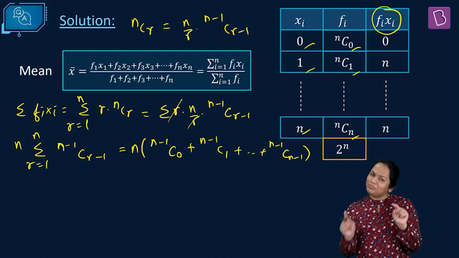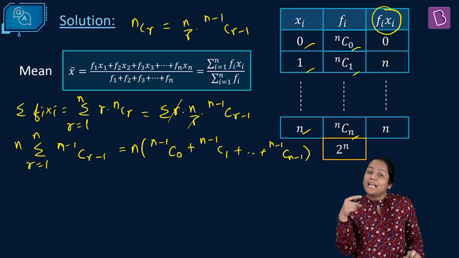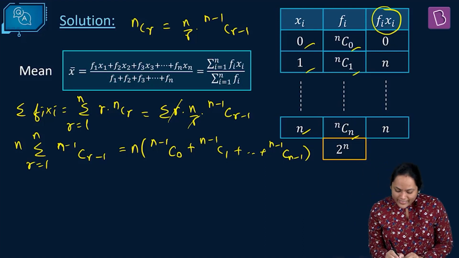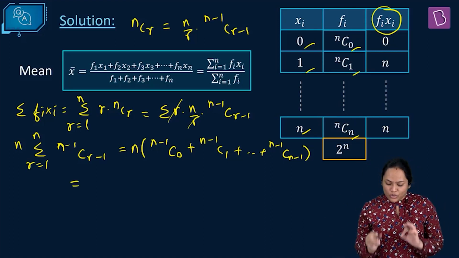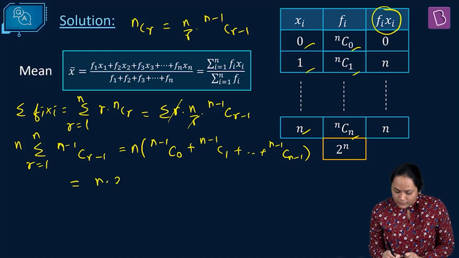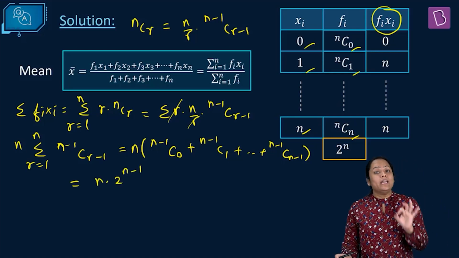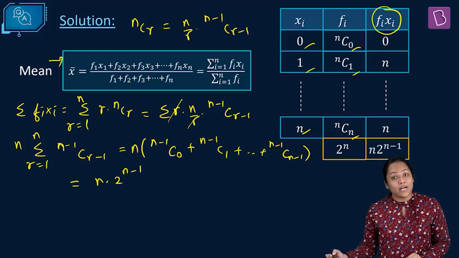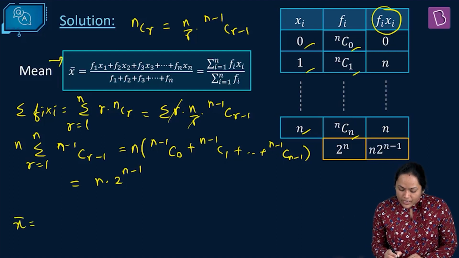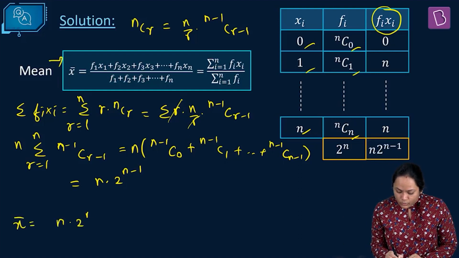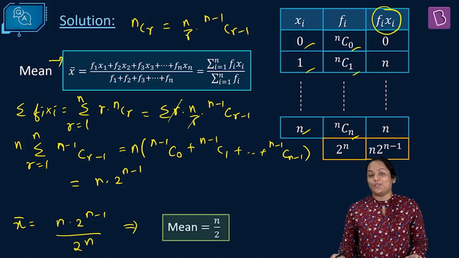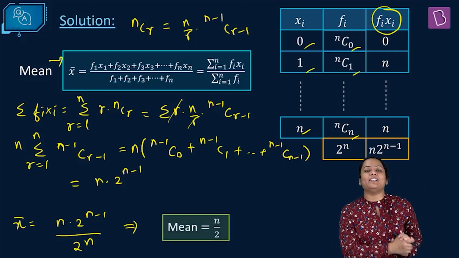And what is this value? I guess now you can recall this. It is actually equal to 2 raised to N minus 1. That's right. So I can say that my numerator part, summation of Fixi, came out as N multiplied by 2 raised to N minus 1. And now we are just going to substitute these two values in my formula for mean. So I can say that my x bar is N multiplied by 2 raised to N minus 1 divided by 2 raised to N, which finally will come out as N by 2. So this is the final answer for the mean.